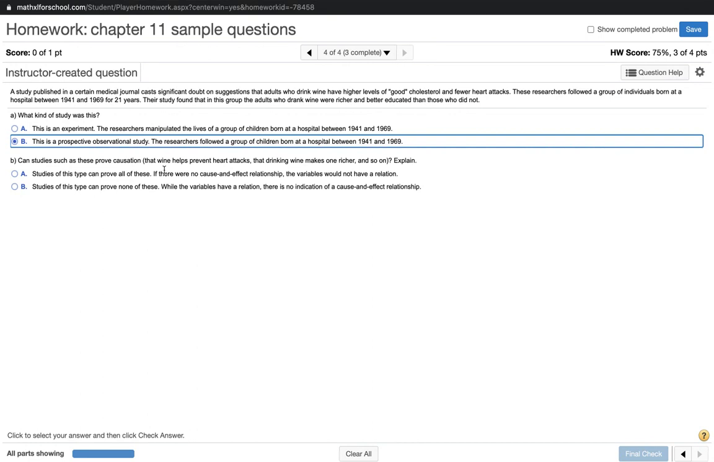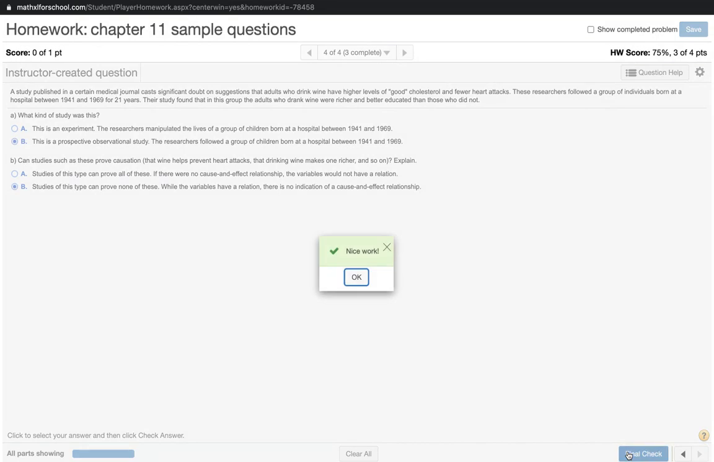Can studies such as these prove causation, that wine helps prevent heart attacks, that drinking wine makes one richer, and so on? Explain. Okay? This is an observational study. The only things that can prove causation, cause and effect, are experiments. So an observational study cannot prove causation. So studies of this type can prove none of these. The answer here is B.